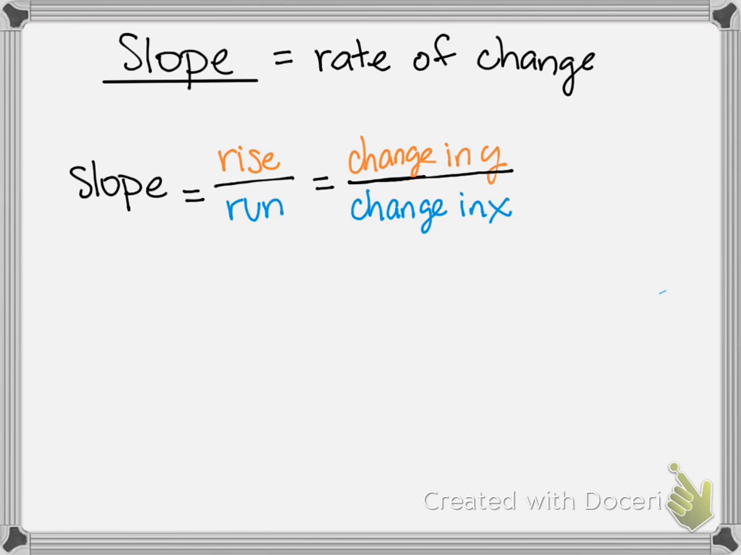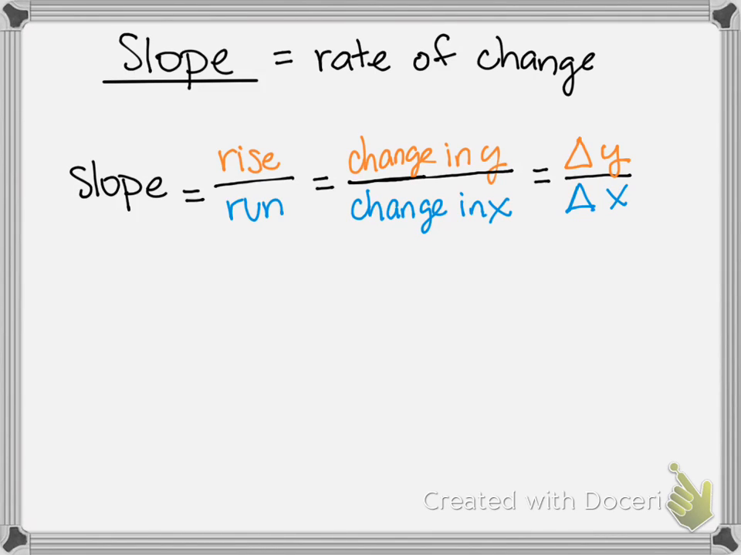Some people will try to shorthand this because it is a lot of work to write change in y and change in x. One thing that you might see sometimes is this triangle. Triangle means change. So if you see this triangle, that means change in y, and same thing here, change in x. We are going to be mostly using rise and run in this video, but just know all of these three things mean the same thing: your change in y and your change in x.